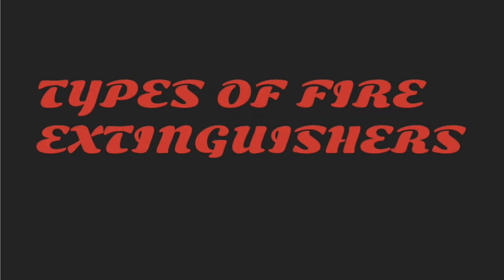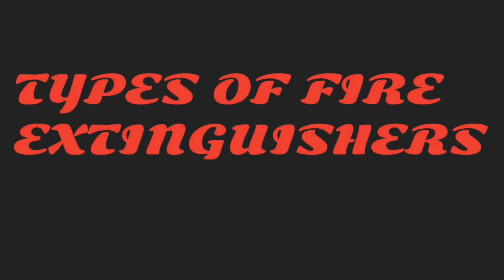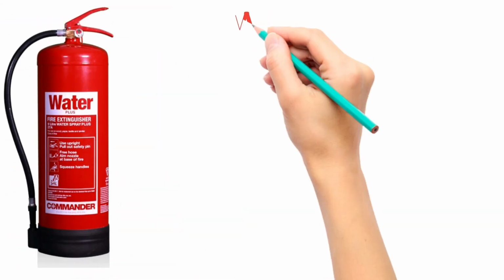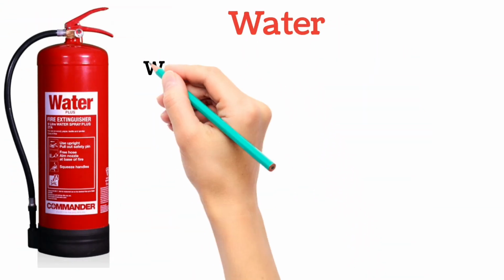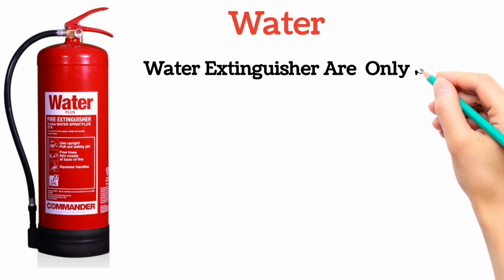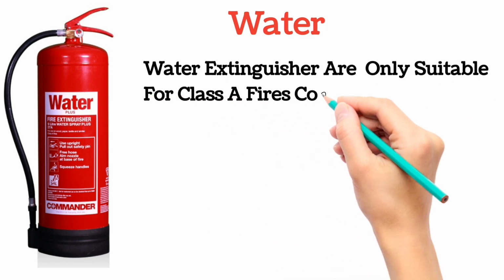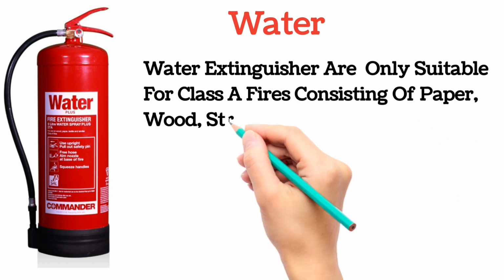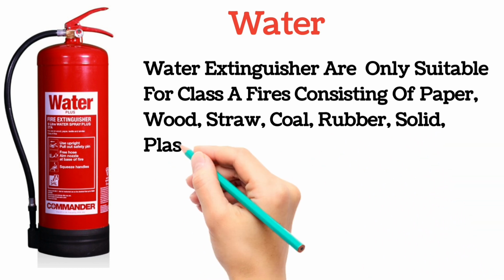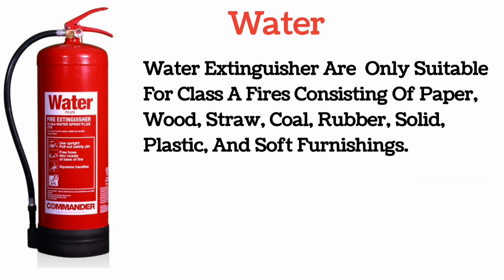Let's look at types of fire extinguishers. Number 1, water. Water extinguishers are only suitable for Class A fire consisting of paper, wood, straw, coal, rubbers, solid plastic, and soft furnishing.